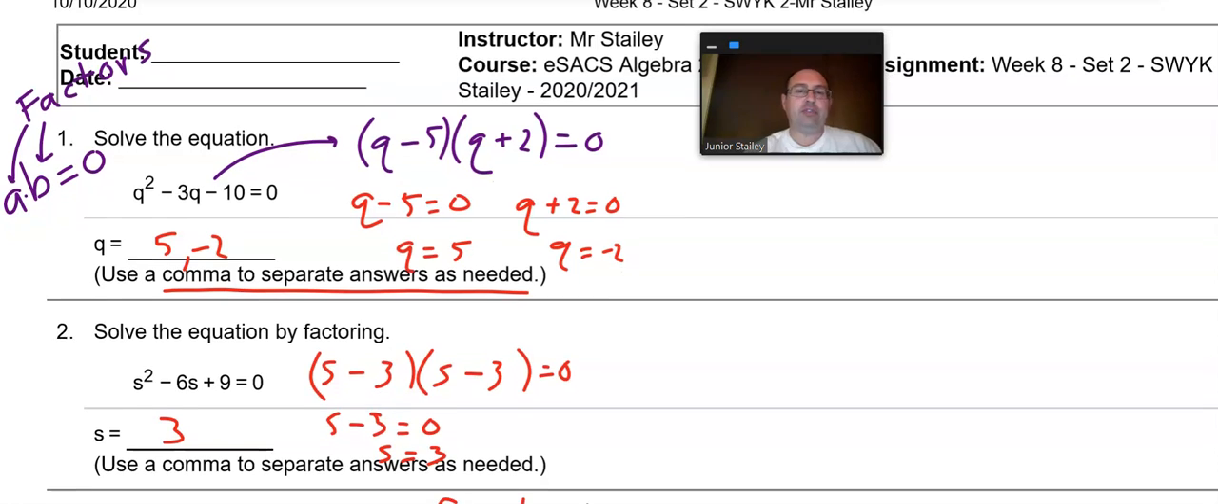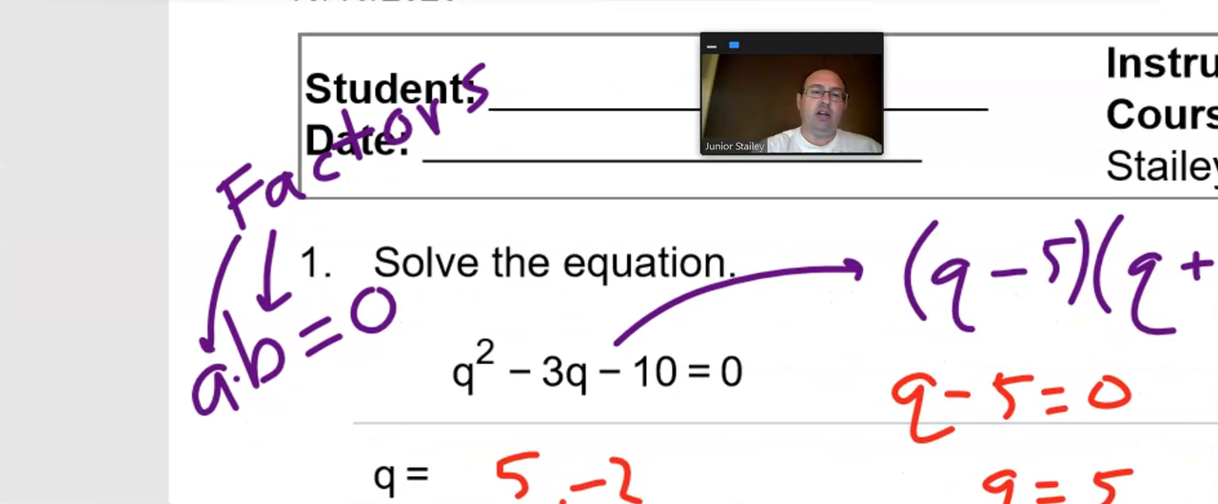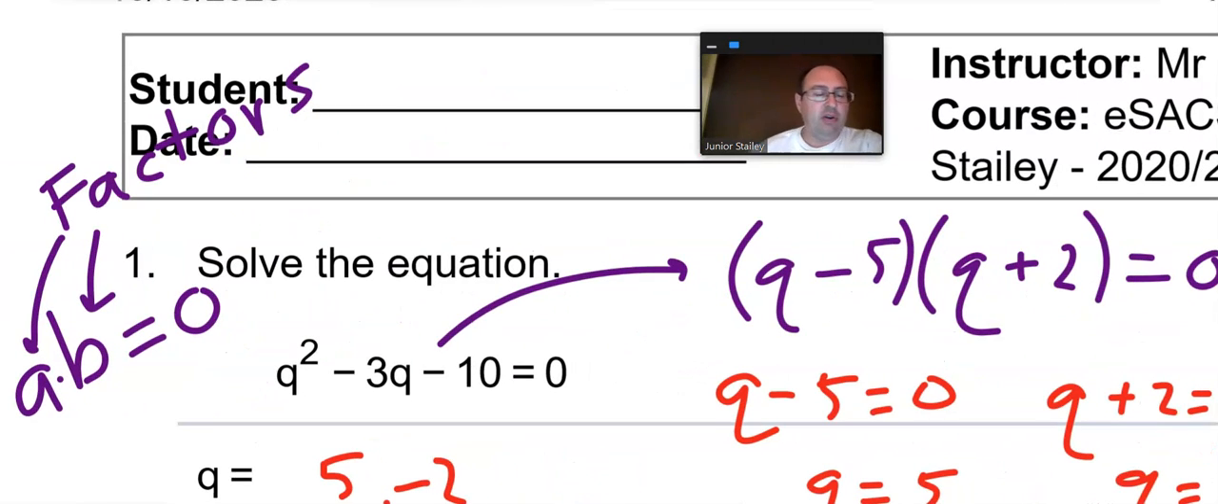Here we go, folks. I wanted to take a look at this thing that I wrote on the side here. A times B equals 0. Now, if you know that two things multiply together to give you 0, and we call those things factors, by the way, what do you know about one of those two things? I'm hoping you're going to say one of them has to be 0. That's exactly right. Now, we're going to use this logic.